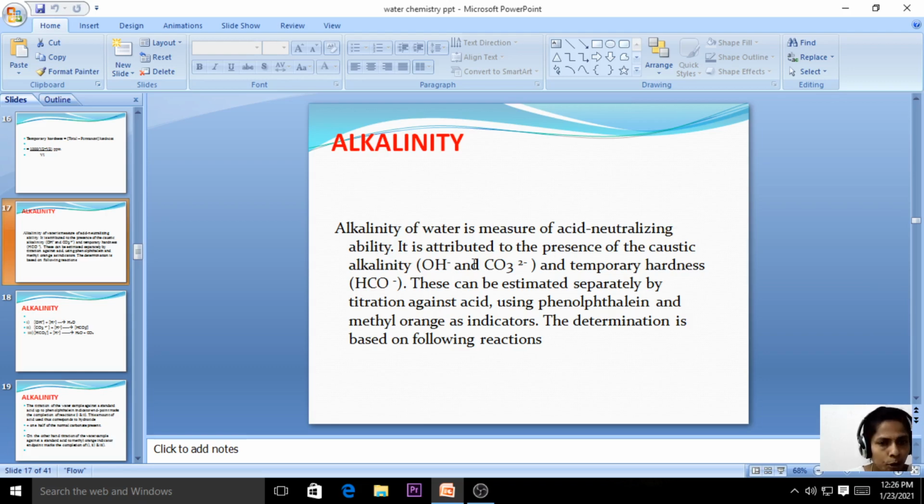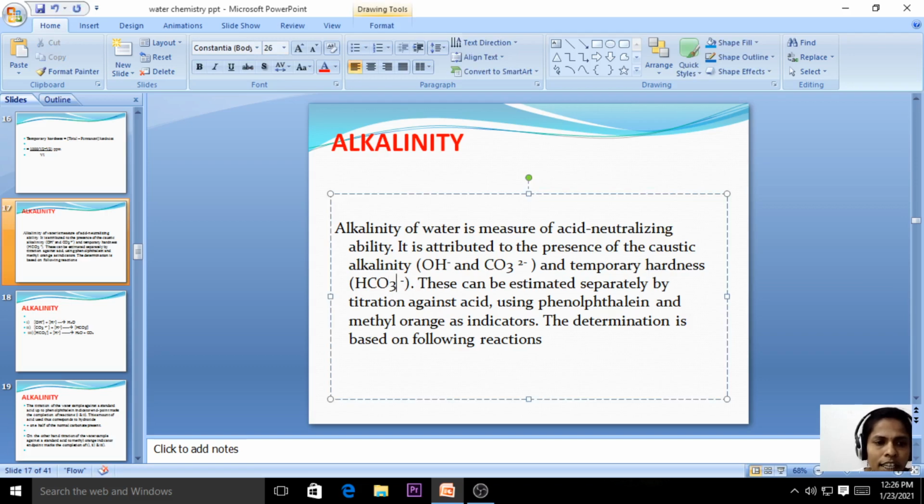It is attributed to the presence of caustic alkalinity and temporary hardness. So here the alkalinity is due to the presence of three ions. One is OH minus, carbonate and bicarbonate. Here bicarbonate is HCO3 minus. So here OH minus, CO3 2 minus and HCO3 minus. These three ions cause alkalinity in the water sample.